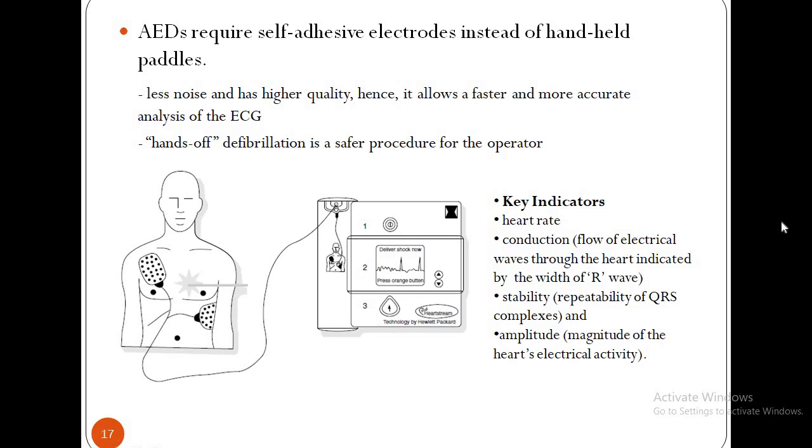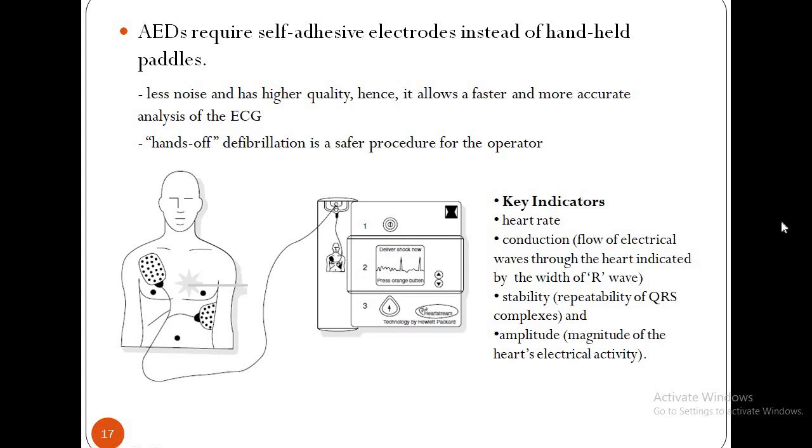The figure shows a typical automatic external defibrillator. The defibrillator accurately assesses the patient's heart by sensing electrical signals from the patient's heart via electrodes and using a computerized algorithm to interpret the electrical signals.